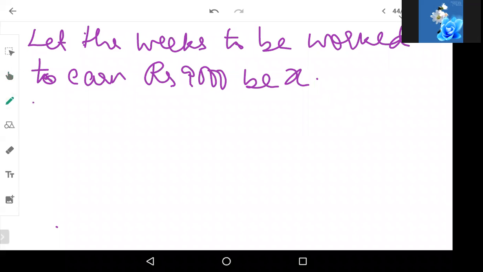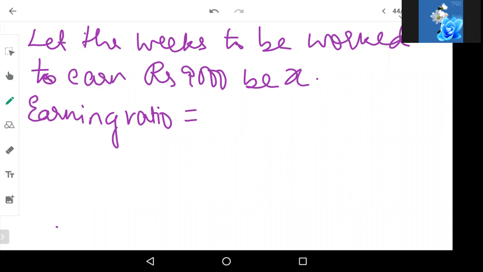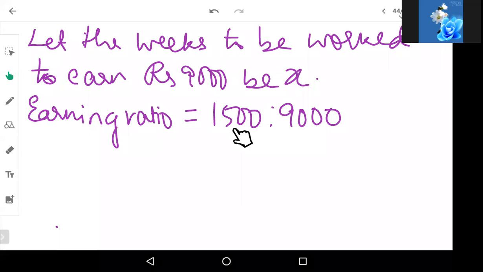Now, let us write down the earning ratio. If they work for 1 week, they'll get 1,500 rupees. And if they work for x number of weeks, they will get 9,000 rupees. So this is our earning ratio. Only wages has been considered here, so this is only regarding the wages.